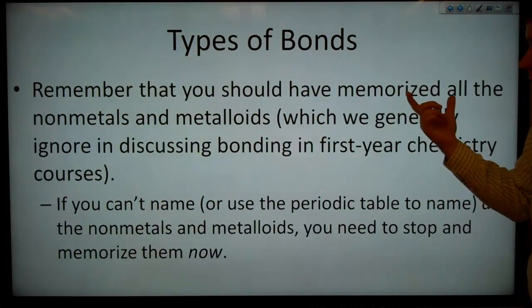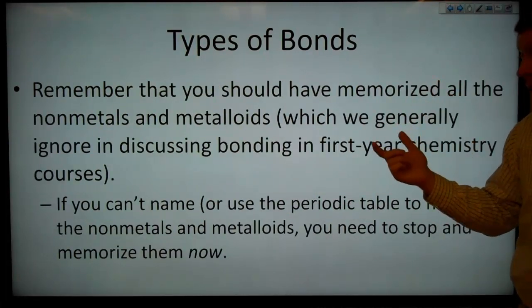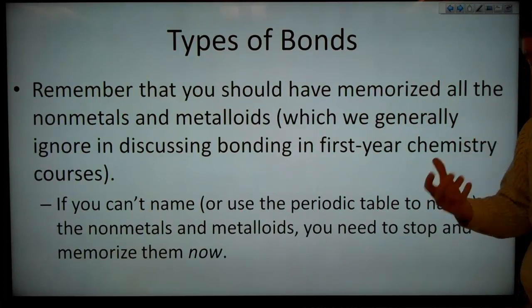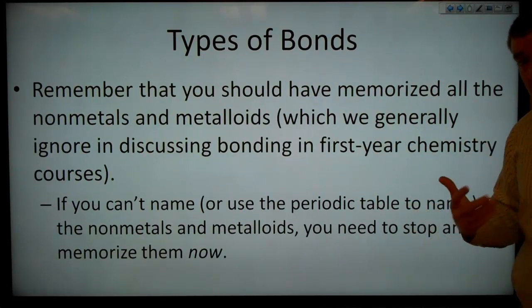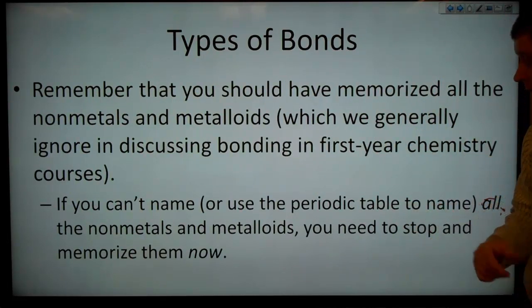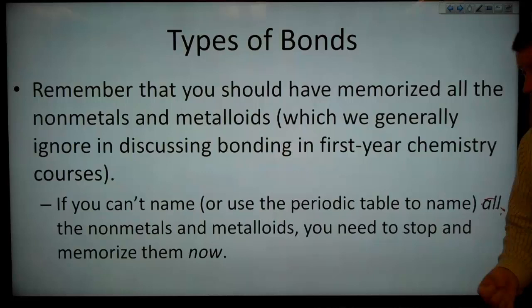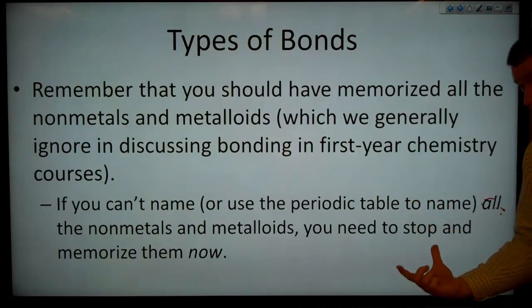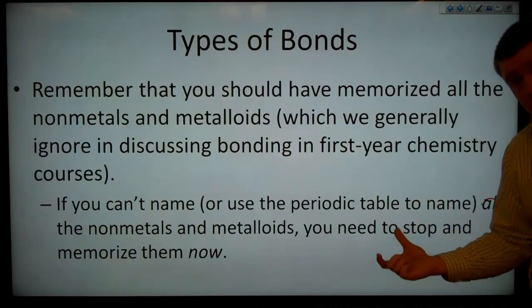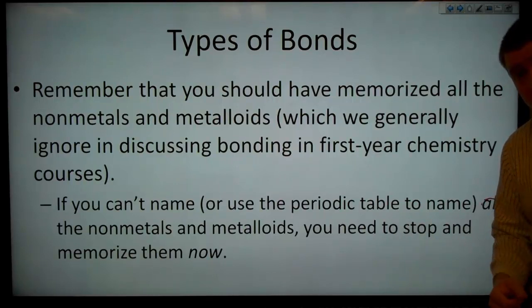Remember that you should have memorized all of the nonmetals and the metalloids, which we're generally going to ignore in naming and bonding purposes, in first-year chemistry courses at least. If you can't name or use a periodic table to name all of the nonmetals and metalloids, you need to stop now and memorize them right now. So pause the video, make sure that you can do that.